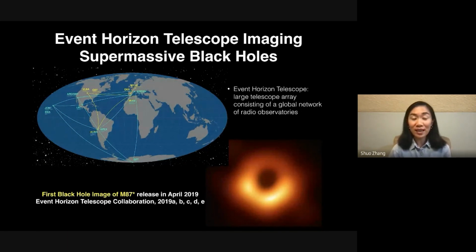And most recently, our collaboration also released a direct image of our own black hole at the center of the Milky Way galaxy, called Sagittarius A star. That's also an amazing image. We're going to talk about that later. So just to sum up, I use both space-based and ground-based observatories to study different types of cosmic objects.